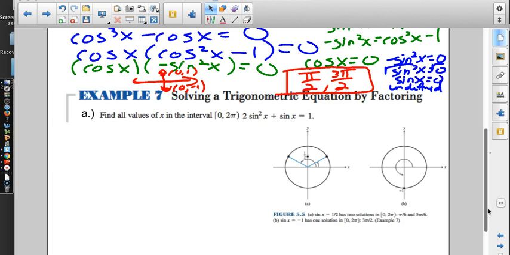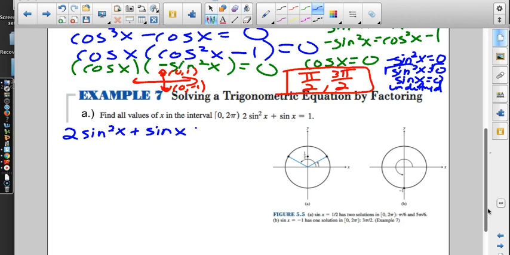This one is the same thing. It says find all the values of x in just one rotation, 0 to 2 pi. 2 sine squared x plus sine of x equals 1. Well, last time we needed it to equal 0, so we could find it just like we did in algebra. So let's give that a try. 2 sine squared x plus sine x minus 1 equals 0.